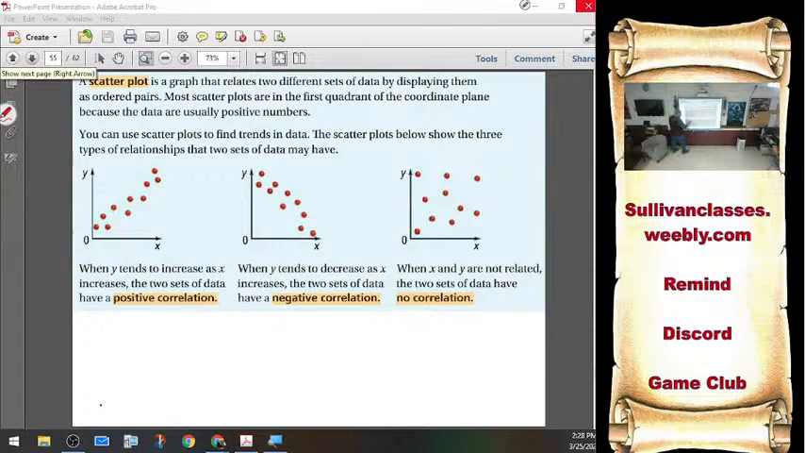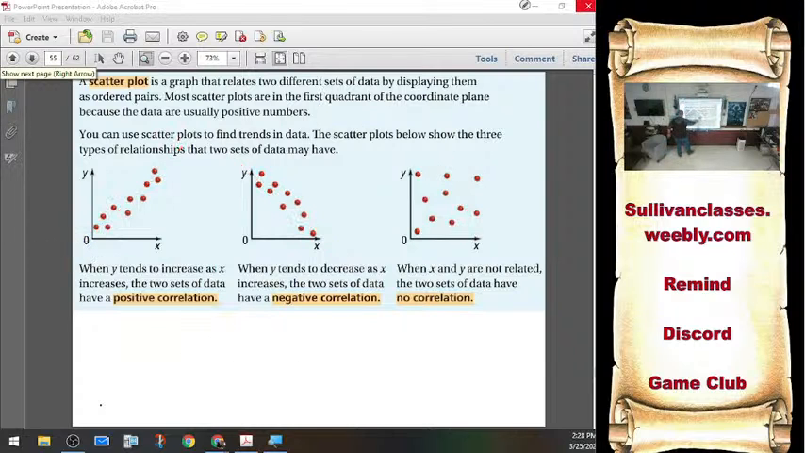We use the line method, and that's what we're about to do. A positive correlation should look like a positive slope. A negative correlation should look like a negative slope. No correlation should just be, I don't know, nothing.